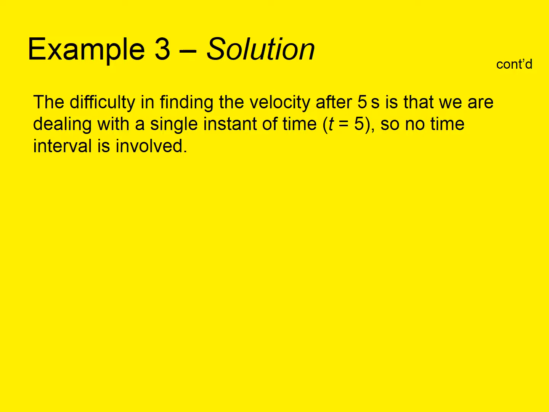The difficulty in finding the velocity after 5 seconds is that we are dealing with a single instant of time, t equals 5, so no time interval is involved. If a time interval were involved, then we could just find the number of meters traveled, that is the change in the position of the ball, and divide it by the amount of time that has elapsed, and we would have a velocity. That would be distance divided by time.